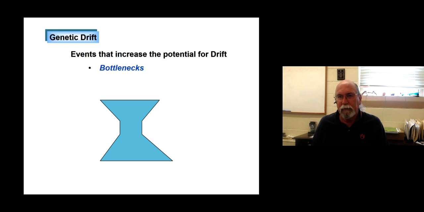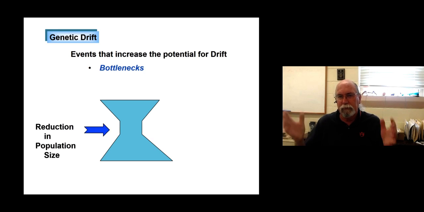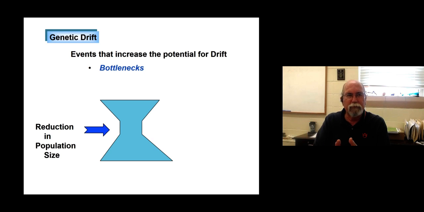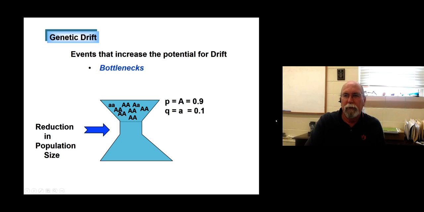That's the bottleneck. Well, genetic bottlenecks are when you get a sudden or sustained reduction in the population size. And what happens in those situations is that you might have some frequency up here of big A being 0.9, little a being a fairly rare allele, 0.1. Okay, it's just found in some numbers.